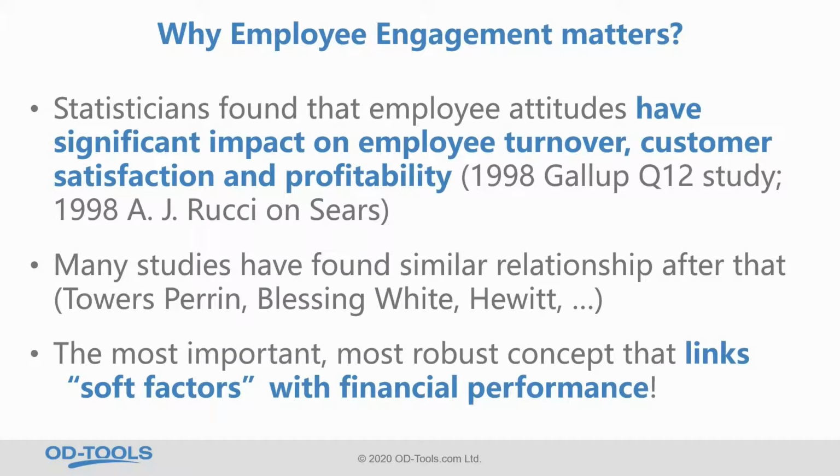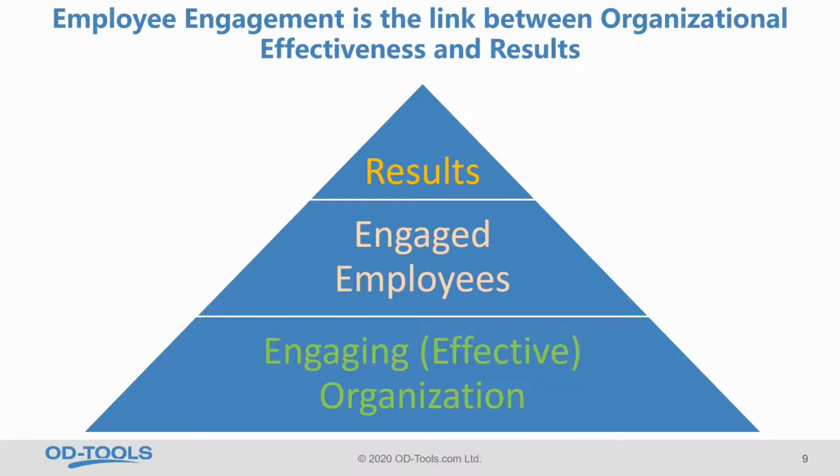And actually, employee engagement is the most important, the most robust concept that links the soft factors, leadership, motivation, team atmosphere, with financial performance. And this is very important because it moves many things that HR, human resources, and leadership does intuitively to a more robust, proven, scientific base. Employee engagement is the logical link between organizational effectiveness and the results.